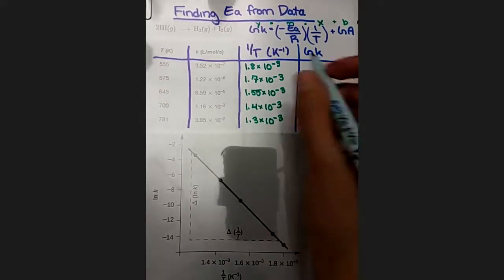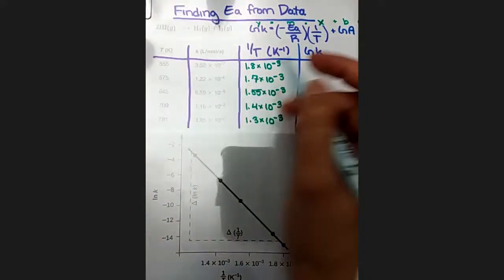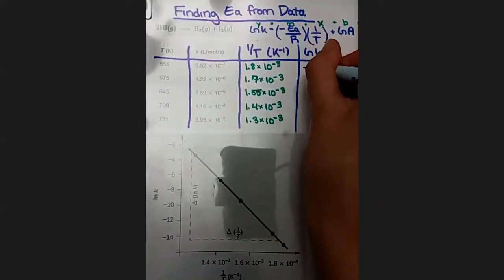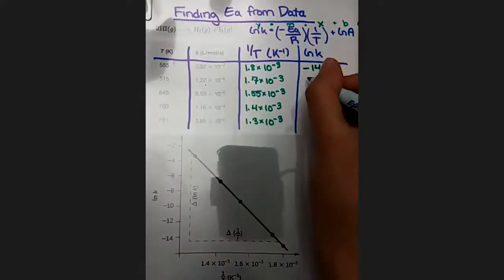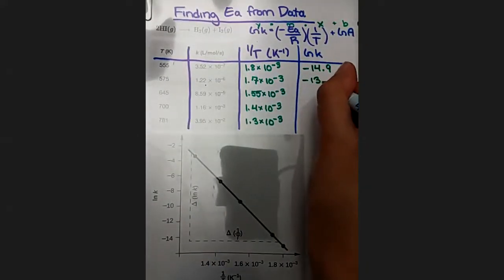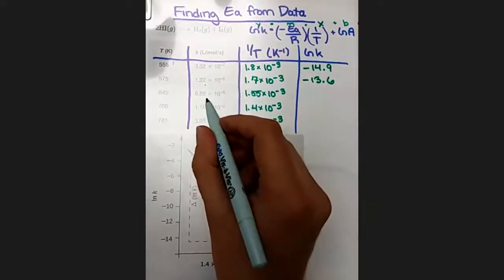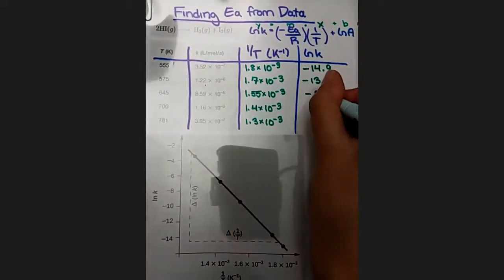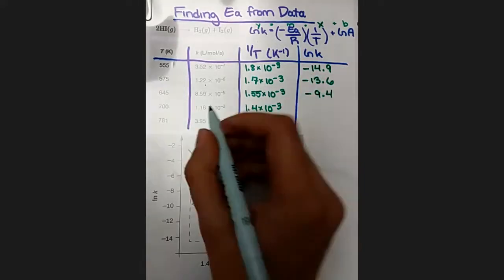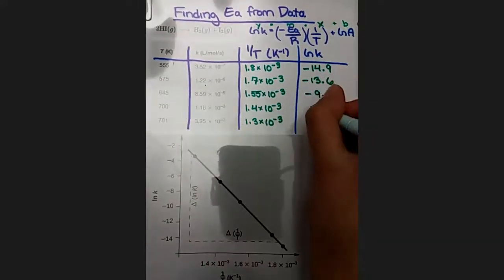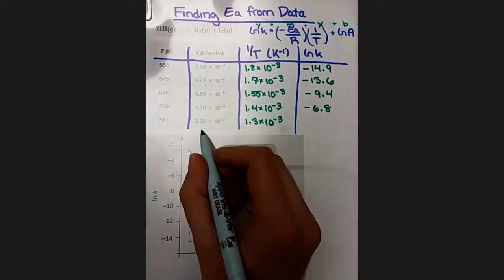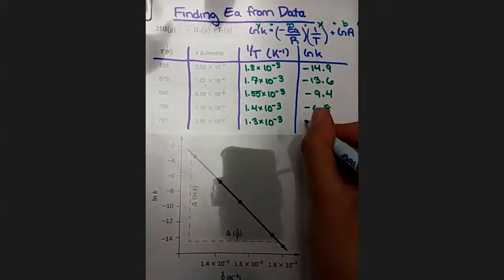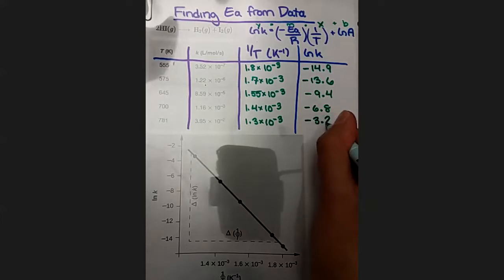And then here we'll take the natural log of 3.52 times 10 to the -7. Going to get -14.9. Natural log of this number, -13.6. Natural log of this number, -9.4. Natural log of this number, you can see how this gets a bit tedious, -6.8, and natural log of 3.95 times 10 to the -2, -3.2.